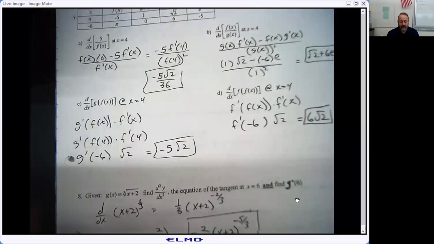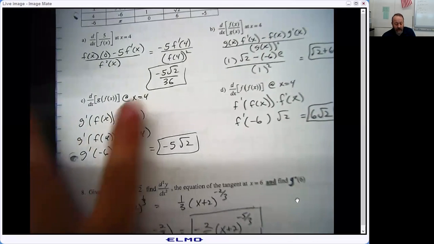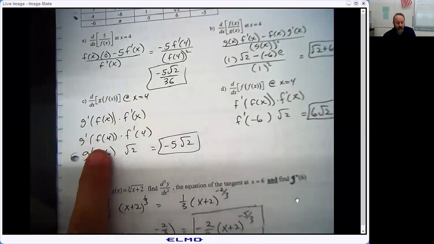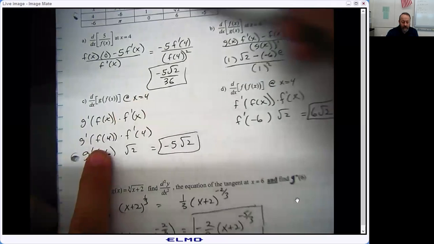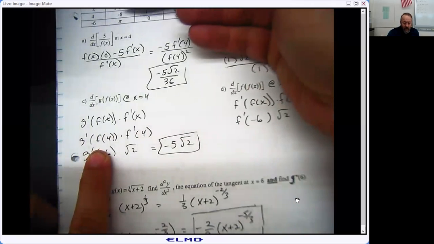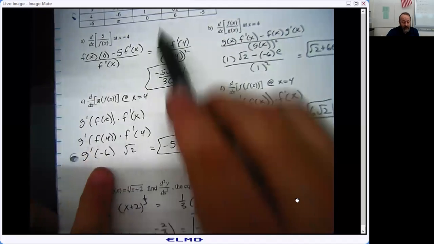For G, this is an actual chain rule problem, very much like I believe it was number 4. But G prime of f of x times f prime, if we plugged in 4, the tricky part here is this is G prime of f of 4. And f of 4 is in fact negative 6. So even though I'm talking about what happens at 4, this part has to actually ask about negative 6.